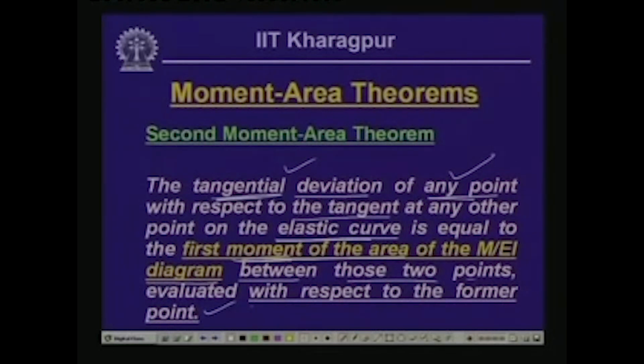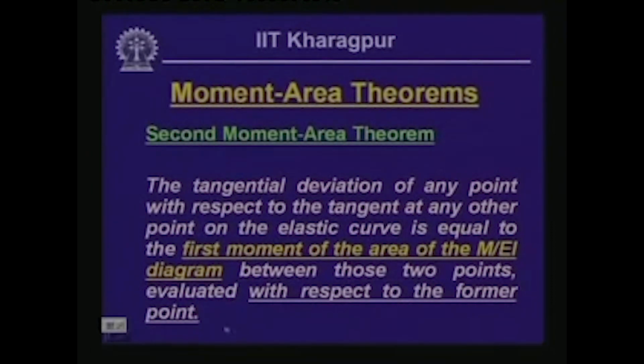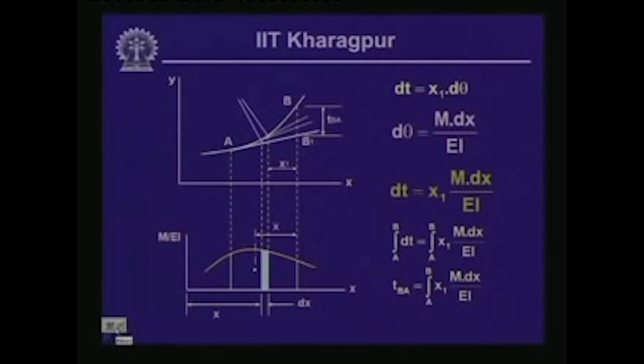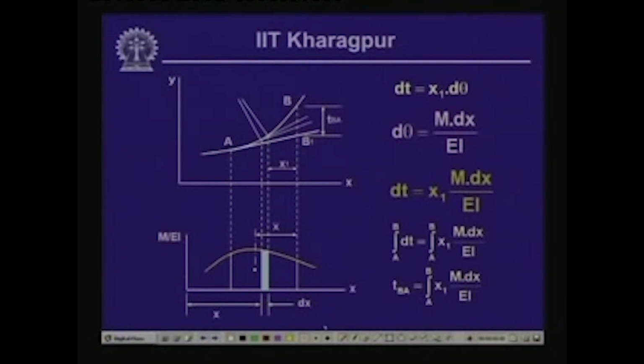So, this is the second theorem of moment area theorem, and let us look into how we apply this theorem in evaluating the information we need for evaluating slope and the deflection.